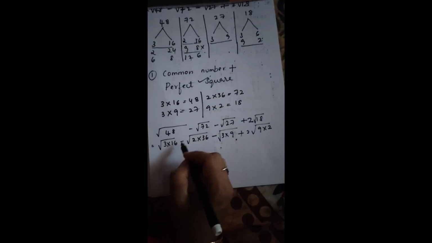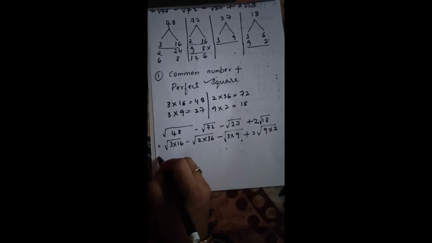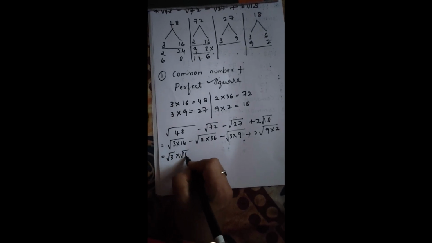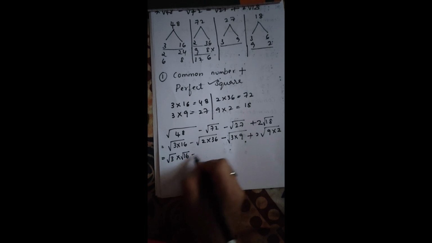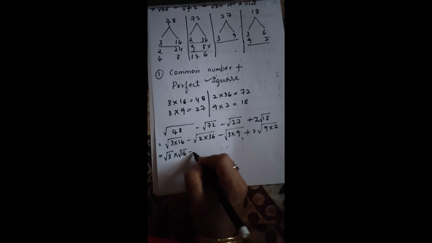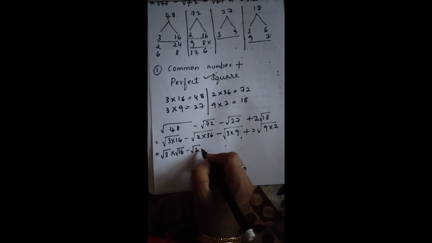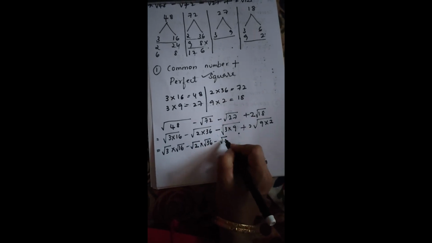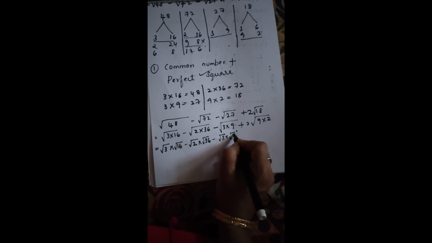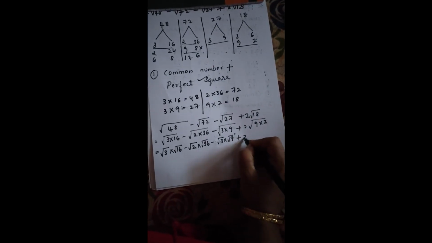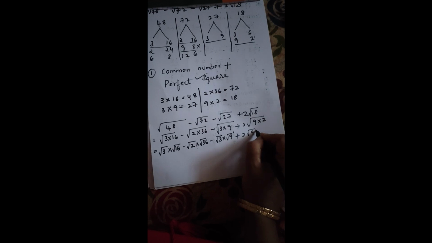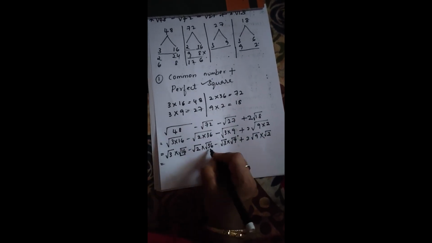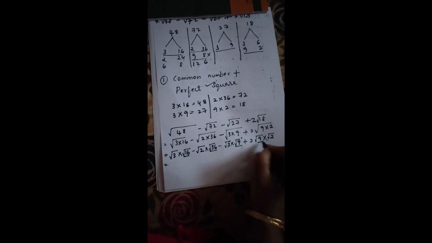Now take out all the perfect squares. One more step I can do: root 3 into root 16. You can split it. Then root 2 into root 36, minus root 3 into root 9, plus 2 root 9 into root 2. Now take the values of where you have marked the perfect squares.